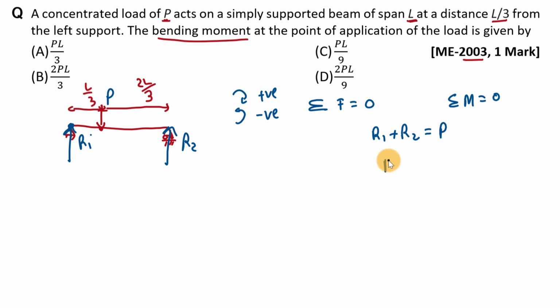So it is P into L by 3. And here moment by this P load will try to rotate this beam clockwise with respect to this point, right? So it is positive.